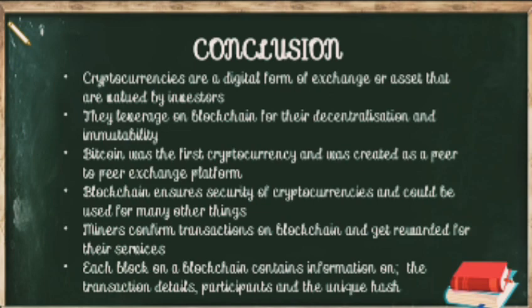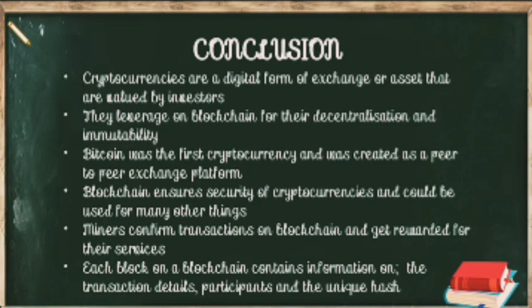Now, in conclusion, having dissected through cryptocurrencies, at least we can look at what we went through and see in summary. Now, cryptocurrencies are a digital form of exchange or assets that are valued by investors. So it depends on the investor. We have many investors in cryptocurrencies, just as we have investors in the stocks market or the forex market.